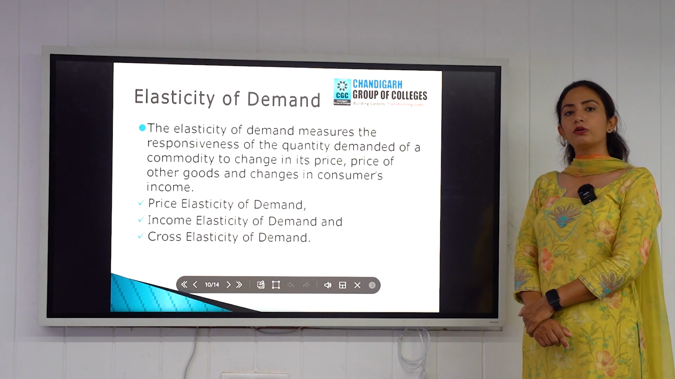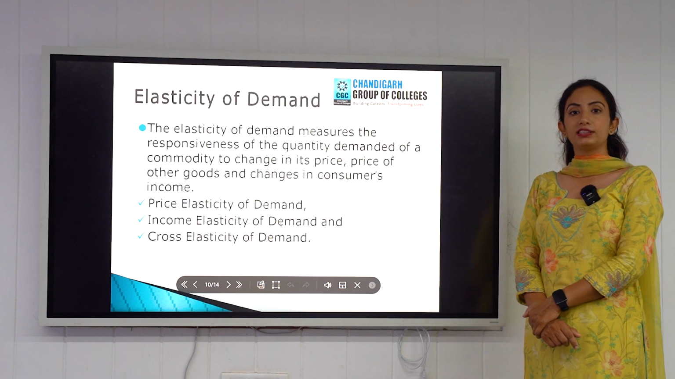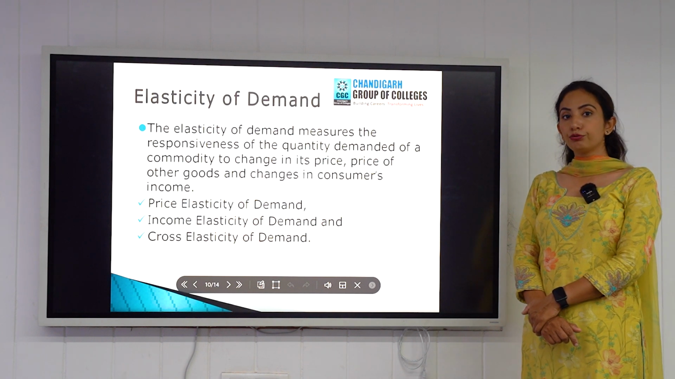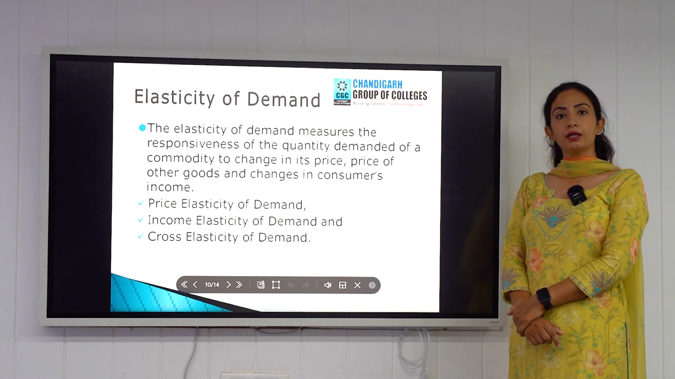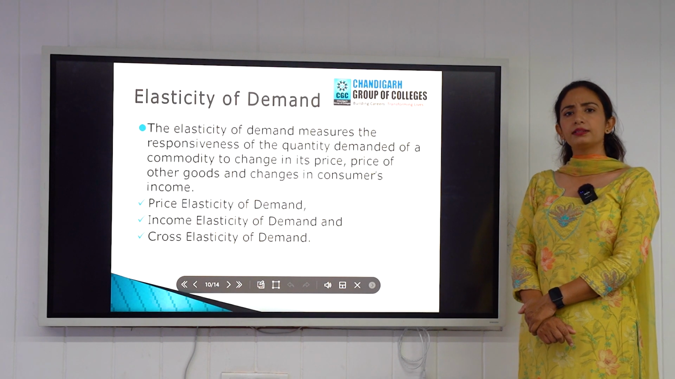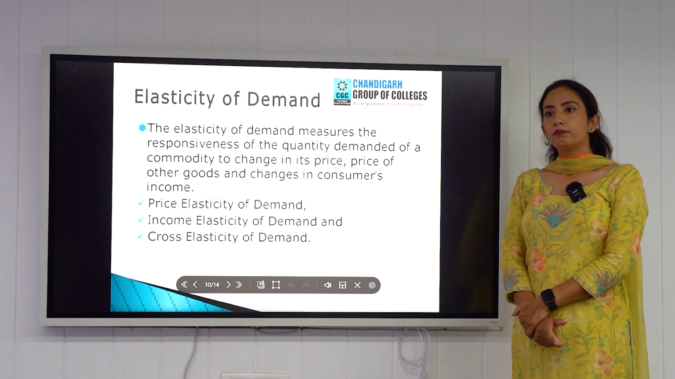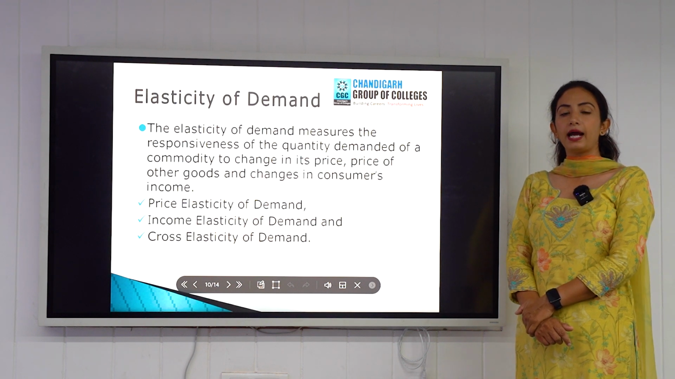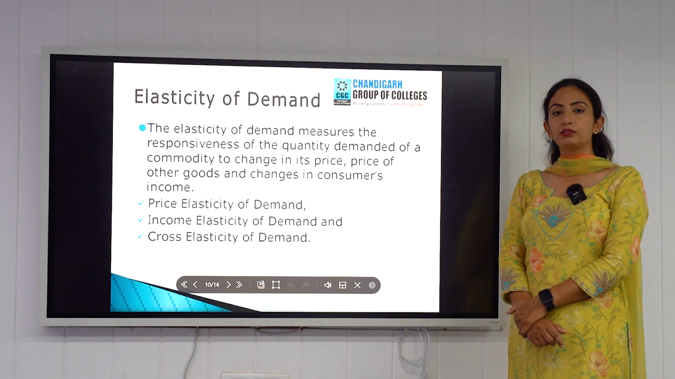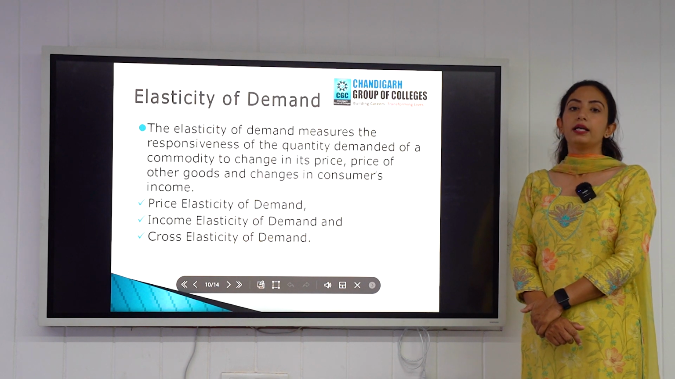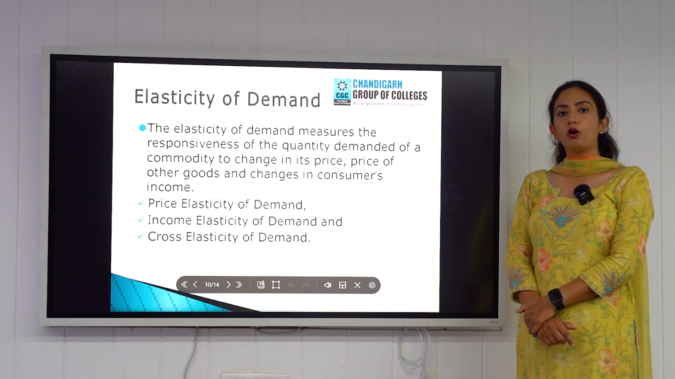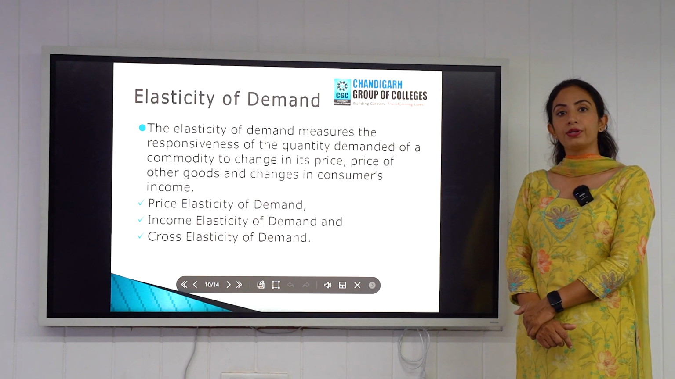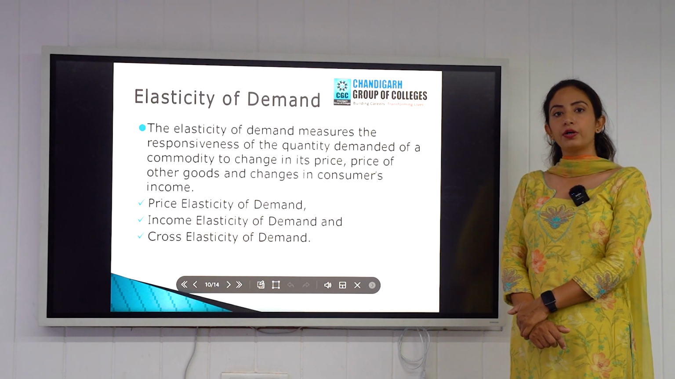So when we talk about related goods, it has two aspects. Number one, price of the substitute goods. For example, we have a commodity in our hand, we can easily substitute with the commodity B. The best example we have is tea and coffee. In case the price of tea is going up, people have an option to shift towards the option B, that is coffee. So these are substitutes for each other.